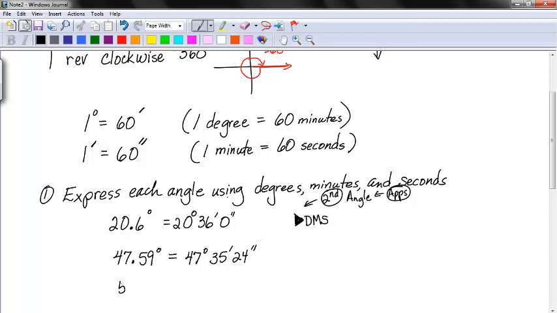Now, what if we have 5 degrees and 2.5 minutes?